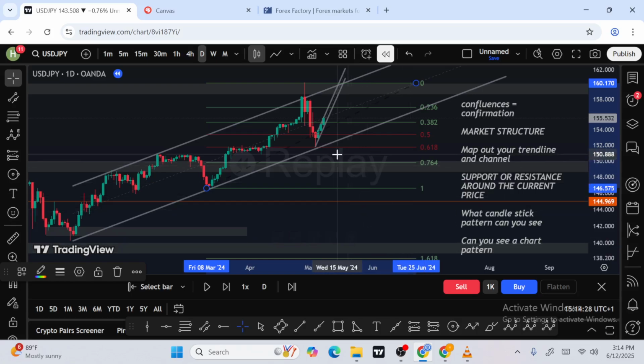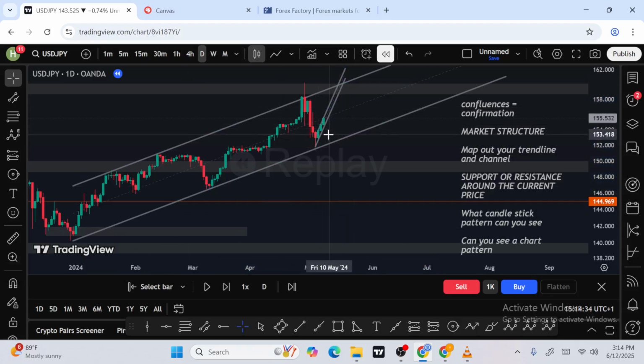Do you get it now? So this is three white soldiers. So I'm still expecting this market to go up. It will definitely go up. Are you seeing it? It will definitely go up.